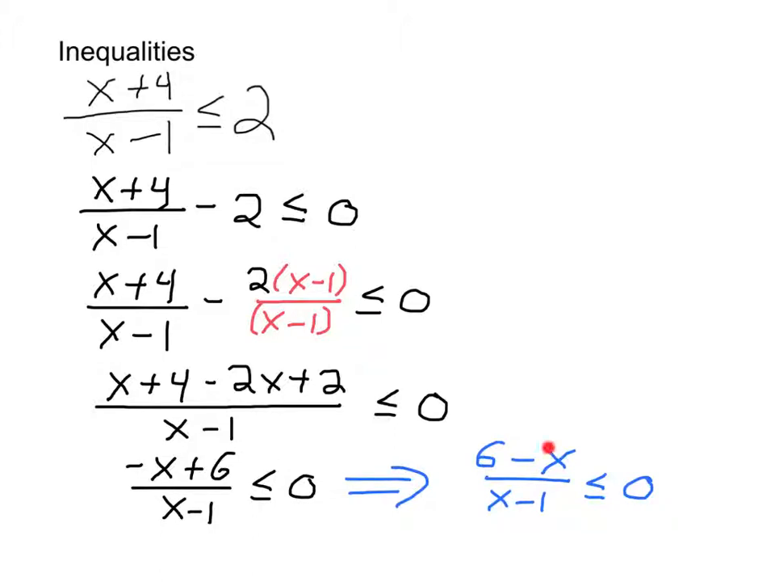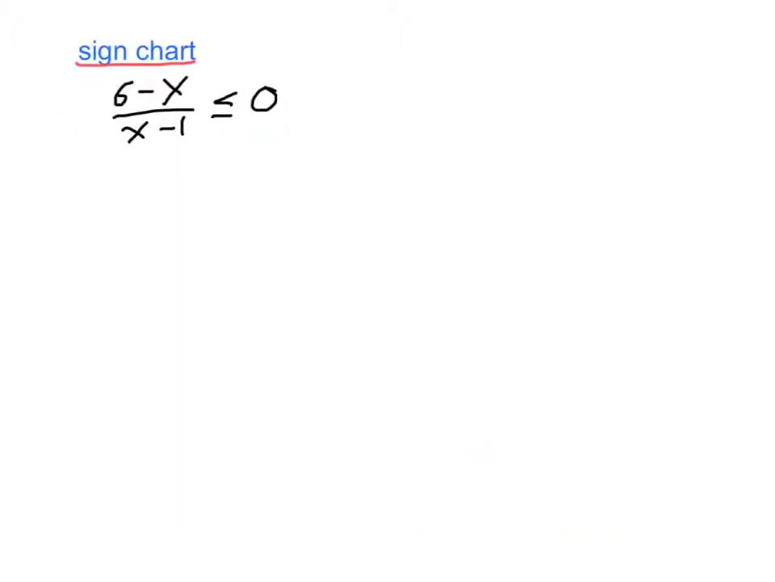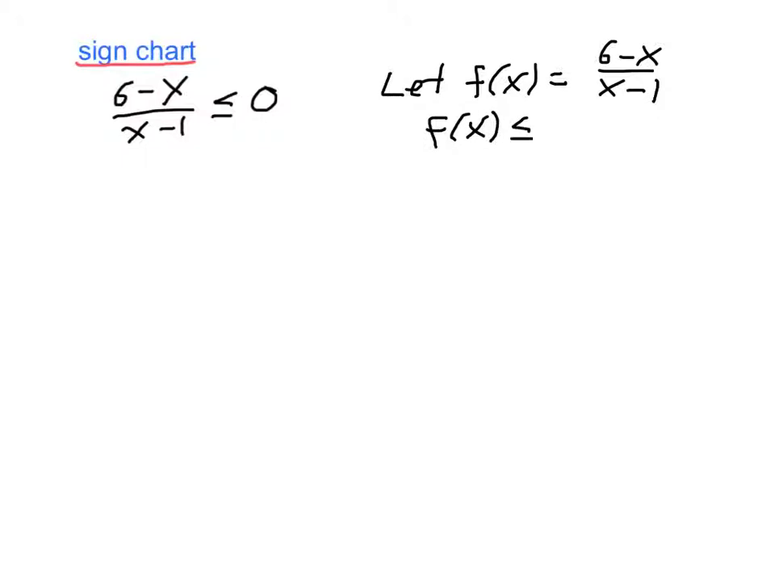Now notice that I have a line divided by another line. So now we can use something called a sign chart to solve this. To make the sign chart, what you have is two lines. I'm going to say let f(x) equal (6 - x)/(x - 1). Now, the question is, when is f(x) less than or equal to 0? I show you the sign chart method because it's easy to do without a calculator and without having to worry about a lot of numerical values.